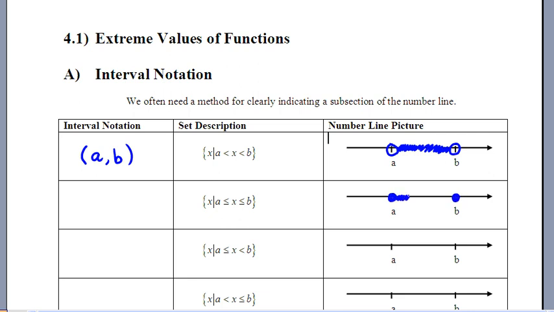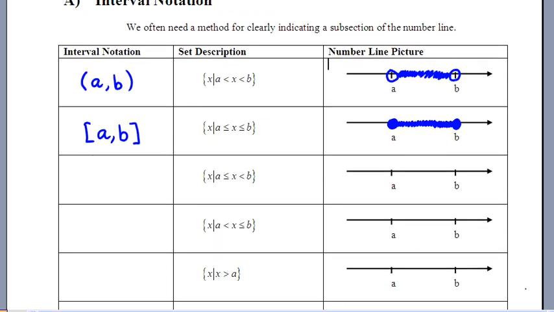The very next one, we can deal with how do you show that it might be okay for it to be a and b. Like what if it's greater than or equal to a and less than or equal to b, right? And you have these filled in circles there like that. And what we do for interval notation is we just use square brackets. So square brackets include those endpoints. And you can mix and match. So here's a couple where we can mix and match.